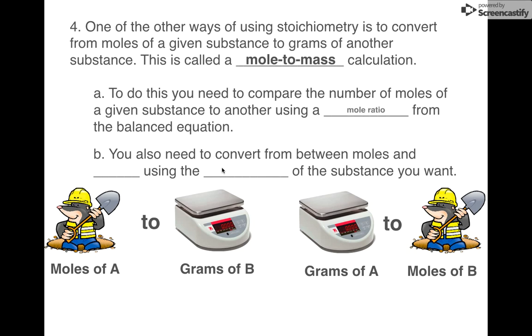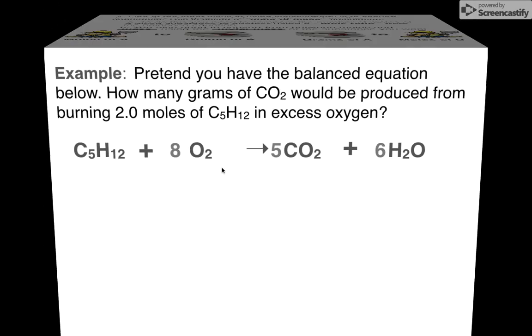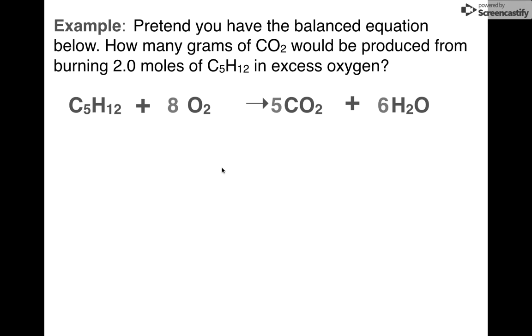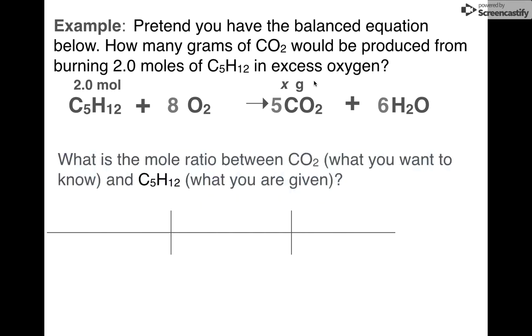I need to always use, though, the mole ratio, just like I did before, and I always need to convert to mass using the molar mass at some point. Let's take a look at the two examples and put them all together. These are two-step conversions, by the way. So pretend I have this balanced equation. How many grams of CO2 would be produced by burning 2 moles of C5H12? Okay, again, put what you're given and what you're looking for. Notice these are different units, moles and grams. That means this isn't going to be a one-step one, it's going to be a two-step one. So I need a two-step conversion factor box, but I still need to know my mole ratio.